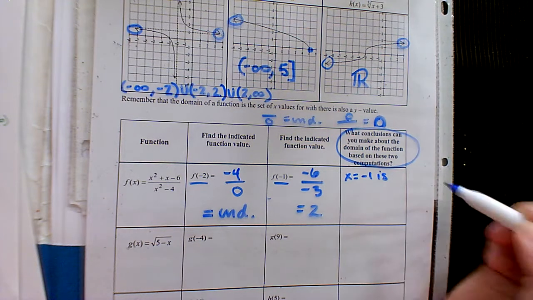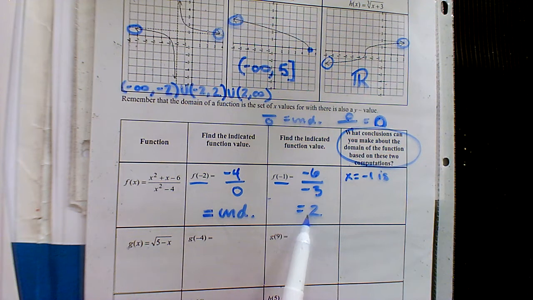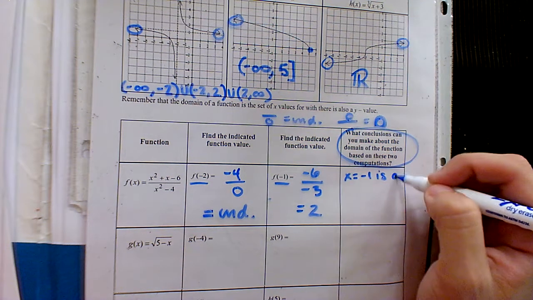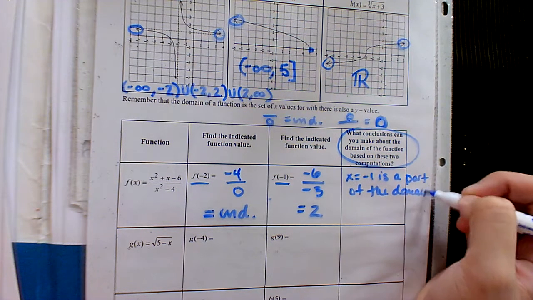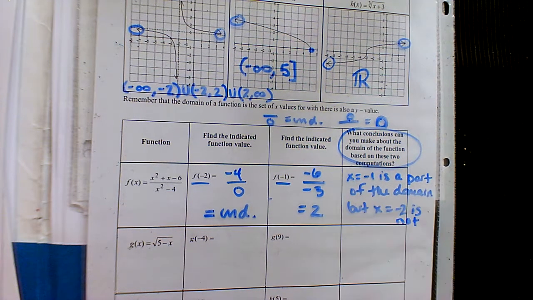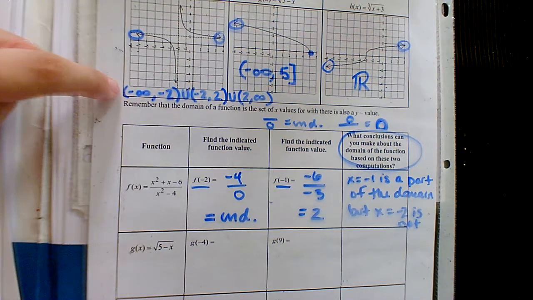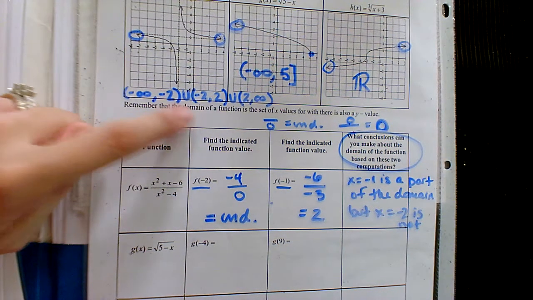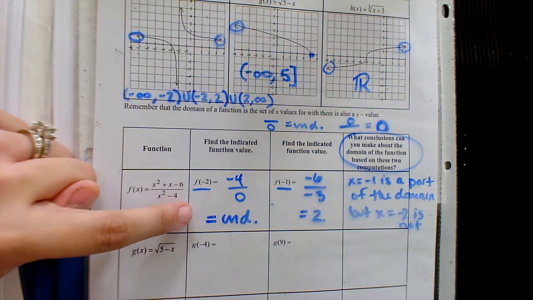It's an x value that gives a y. So x equals -1 is a part of the domain, but x equals -2 is not. So without the graph, we can start testing values, whether they are or aren't. Notice how this makes sense, because when we wrote the domain up top, we had to skip over -2 because there's technically no point there. That's what this is telling us. Notice how the y value was undefined.